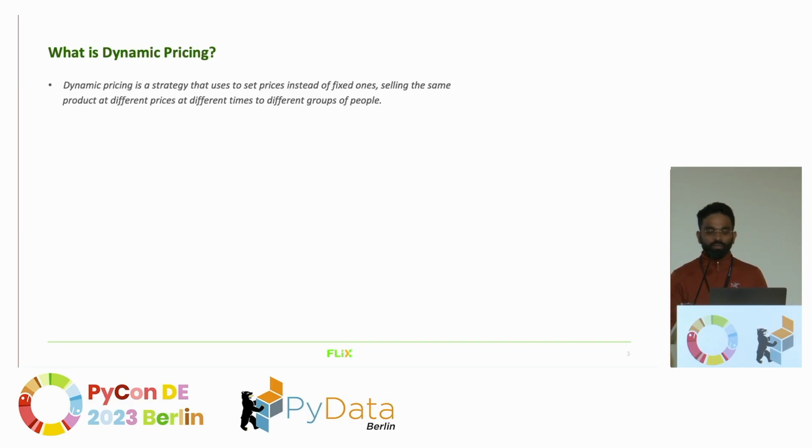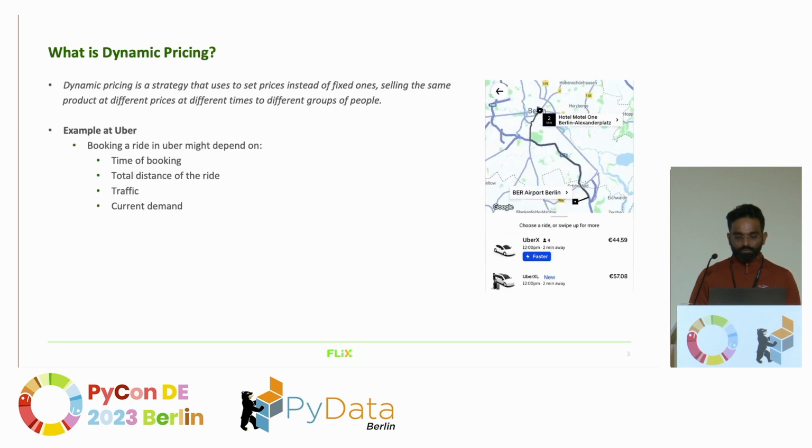So yeah, what is dynamic pricing? It's a strategy used to set the prices for the same product, and this price can depend on different criteria. For example, the demand at different times, and it can depend on different types of people. Just to give you an example, here's one from Uber. When you are booking a ride in Uber, the price might depend on what time you are booking the ride, what the total distance of the ride is, and what the current traffic situation is. Also, it depends on the current demand.